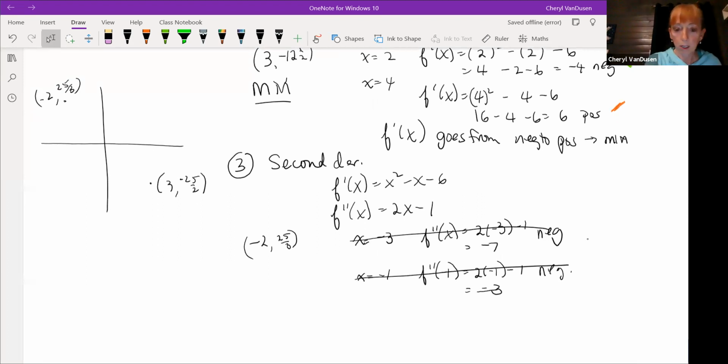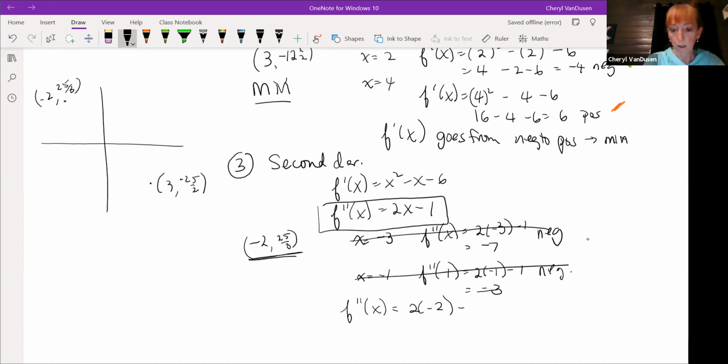So we've got our second derivative here, and we've got our point. This is one of the points we're checking. We're just going to put the x value in there and see what happens. So we get f double prime of x is 2 times minus 2 minus 1, which turns out to be minus 5. We just didn't have to do this part. Okay, so that turns out to be negative.